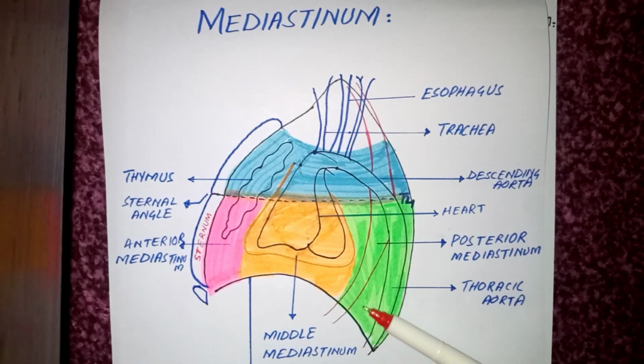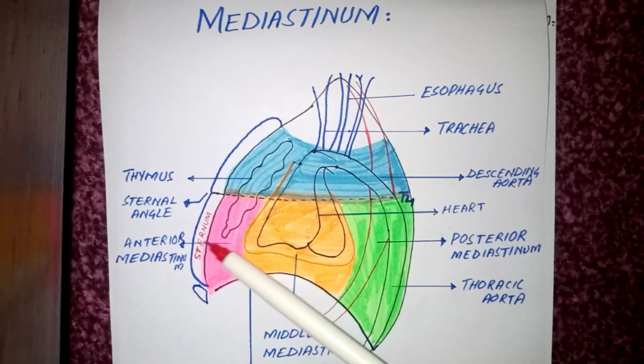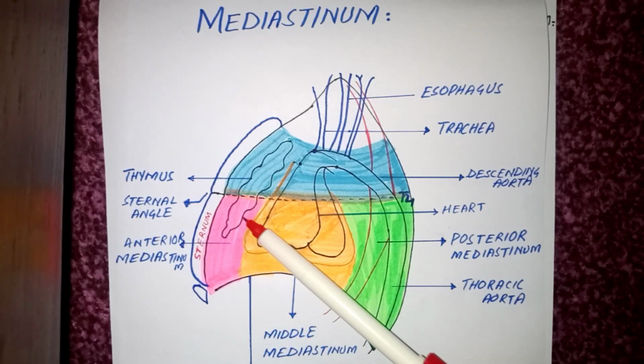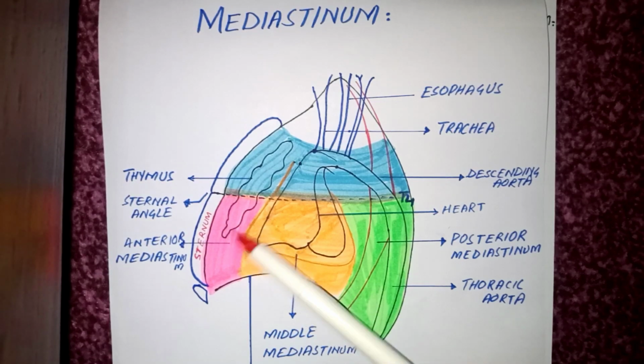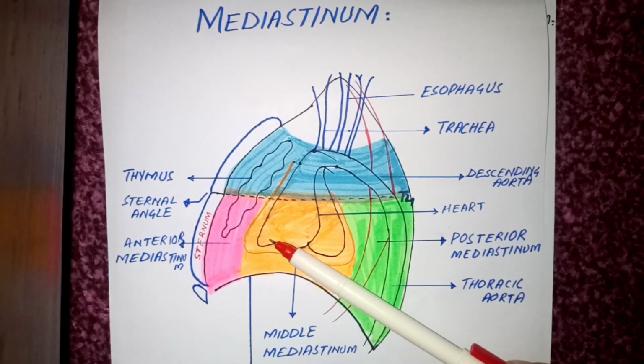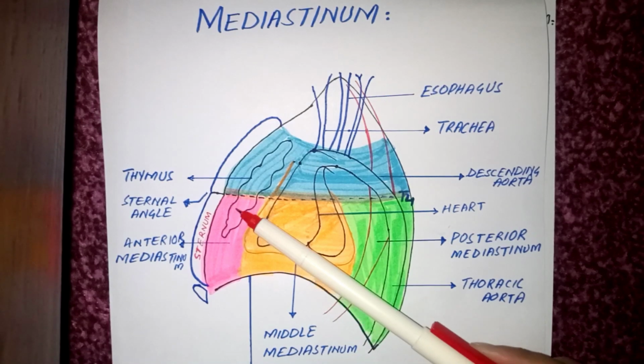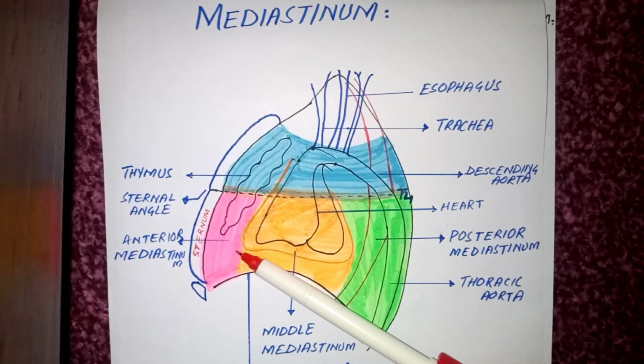If we talk about the anterior mediastinum, which lies anterior to the pericardium, it contains sternopericardial ligament, thymus, and the lymph nodes. The sternopericardial ligament is the ligament that joins the sternum to the heart or pericardium. Then we have thymus and the lymph nodes.